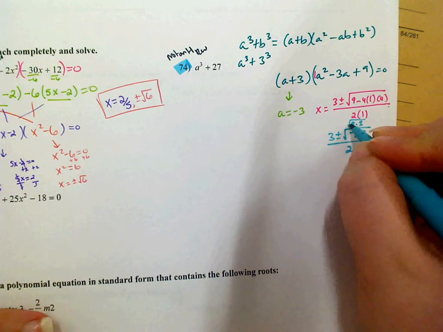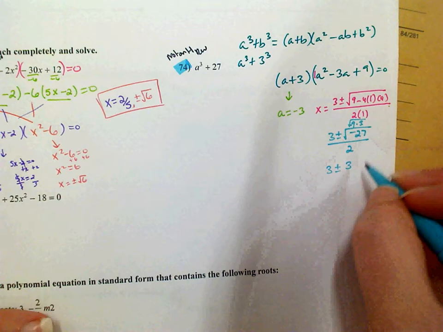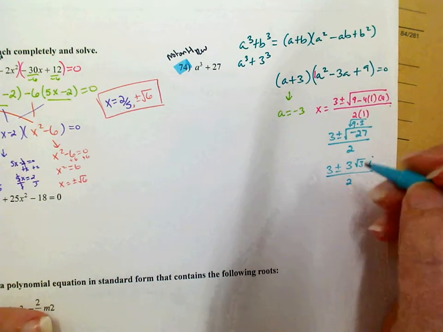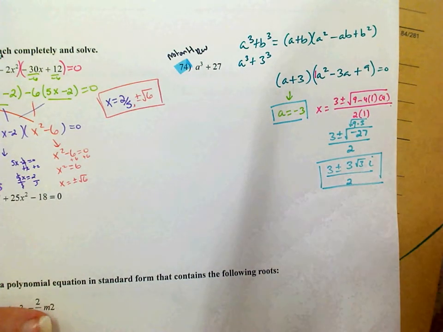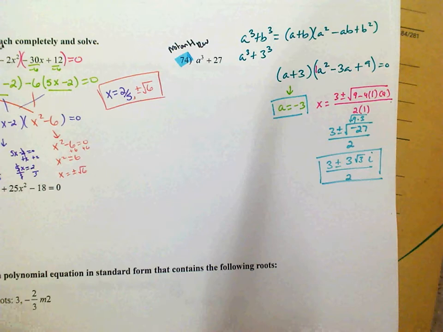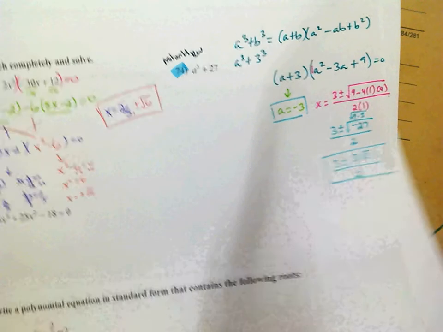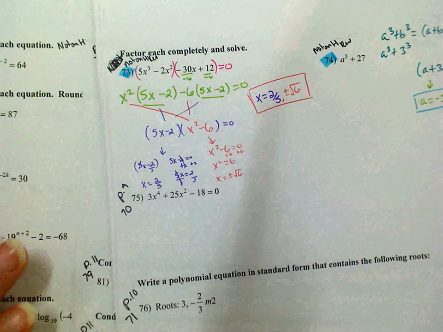So I've got 3 plus and minus. The square root of 9 is 3. The square root of 3 is still square root of 3. It has a negative, so bring an i out and then divide it by 2. So my answers are negative 3 and 3 plus and minus 3 square roots of 3i over 2. Okay. And then that's all for this video, and then I'll put all the rest on another video.